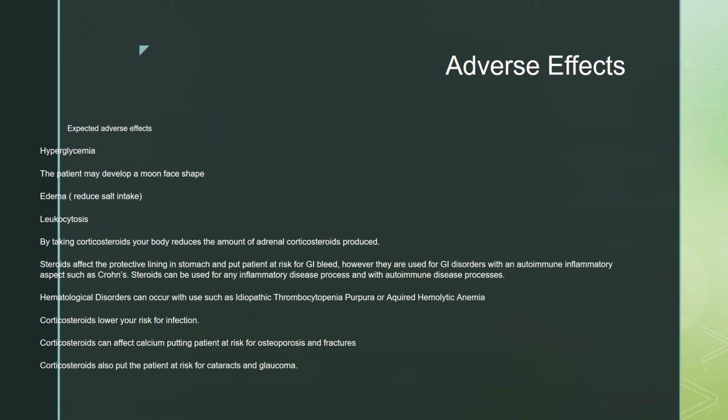Therefore, anyone who takes corticosteroids for a period of time, systemically or PO forms of it as well, should be weaned off of the corticosteroids so that the adrenal gland can have time to wake up and start building back the cortisol in the body.